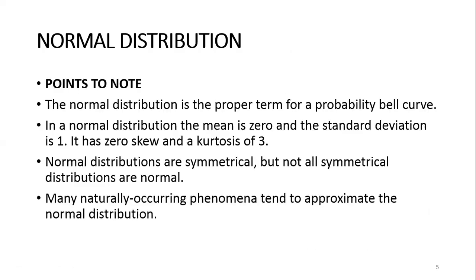Well, the points to note for now: one, the normal distribution is the proper term for a probability bell shape, that shape you saw just now. In a standard normal distribution, the mean is 0 and the standard deviation is 1. It has 0 skewness and a kurtosis of 3.